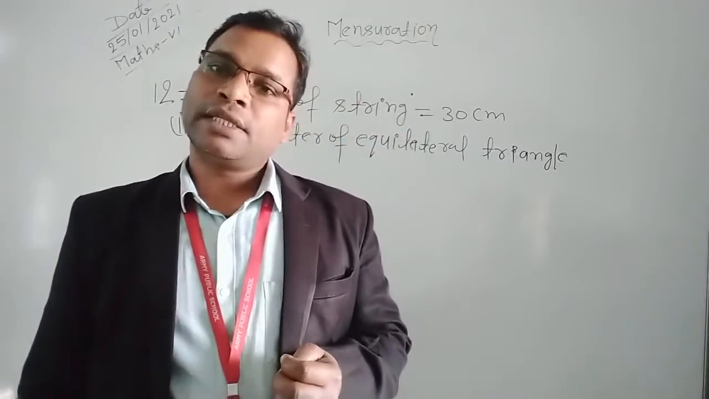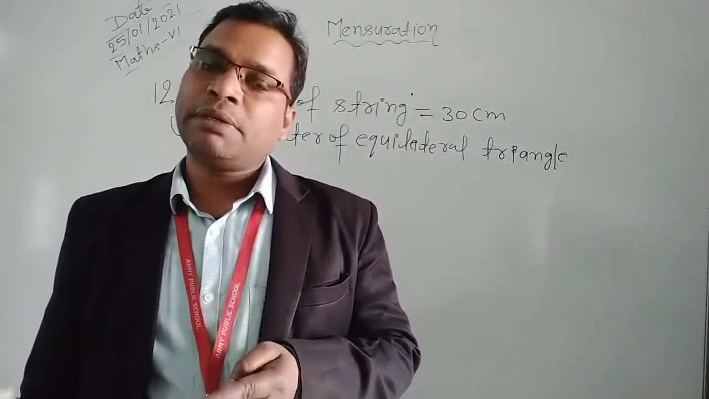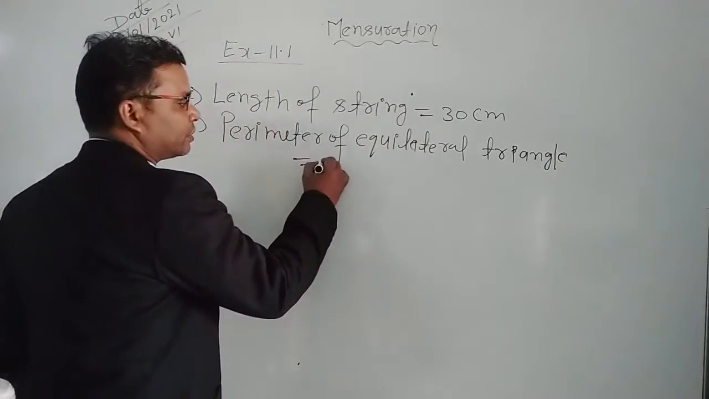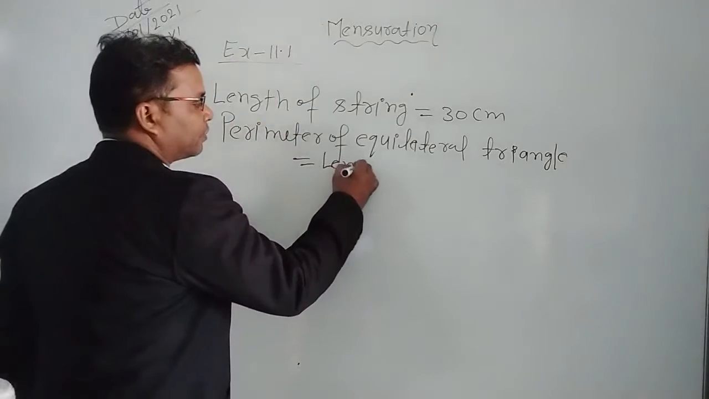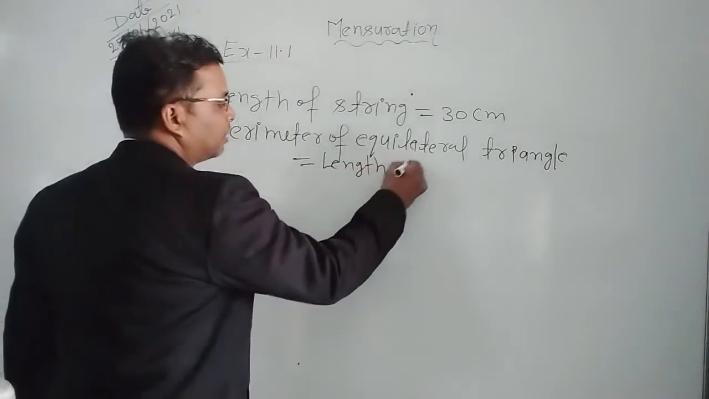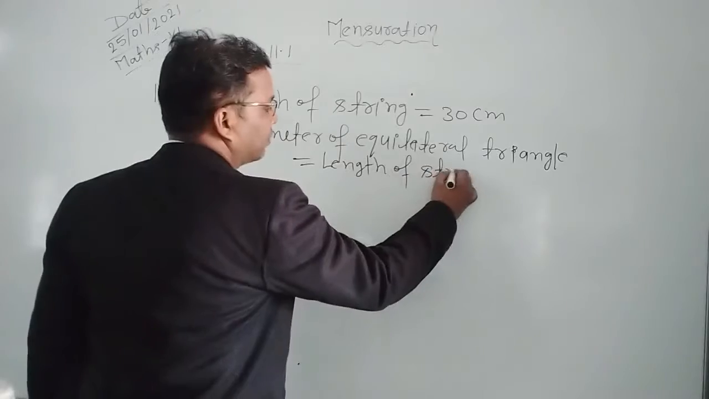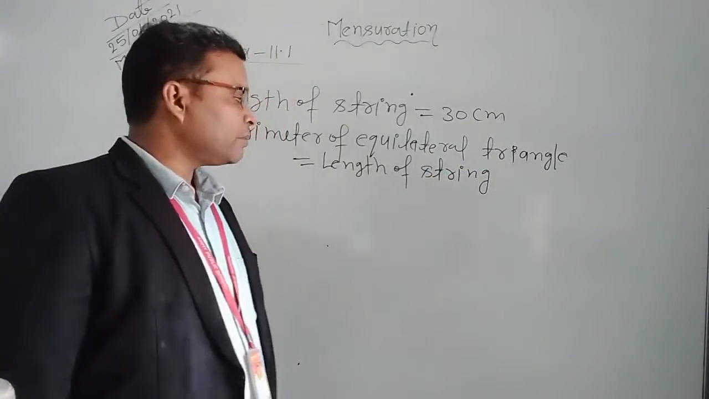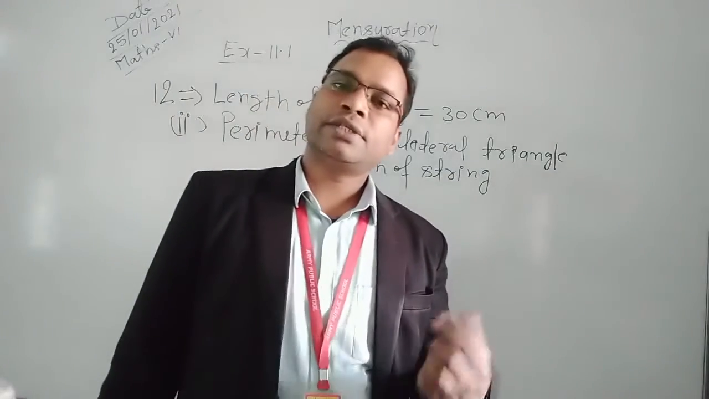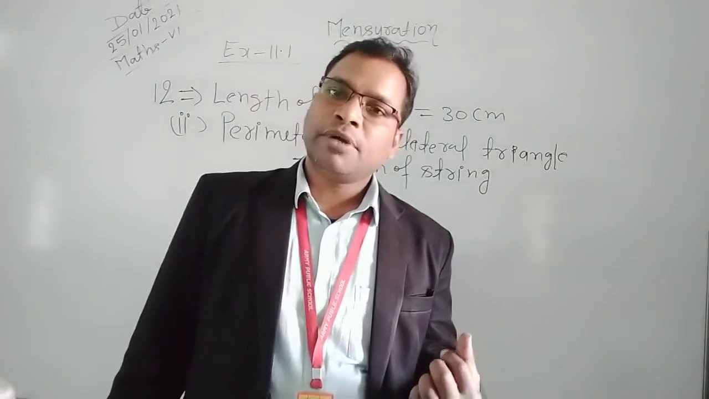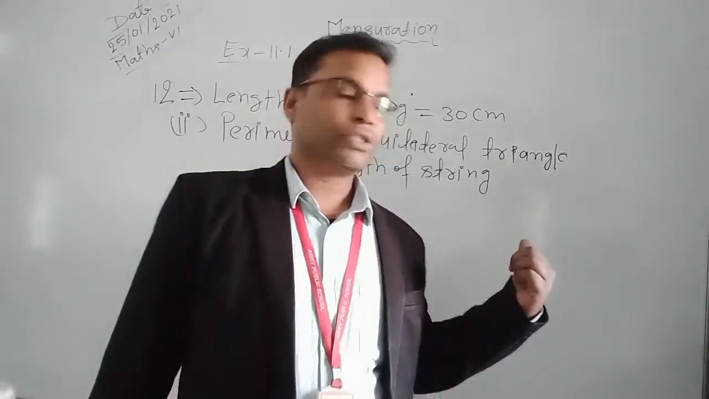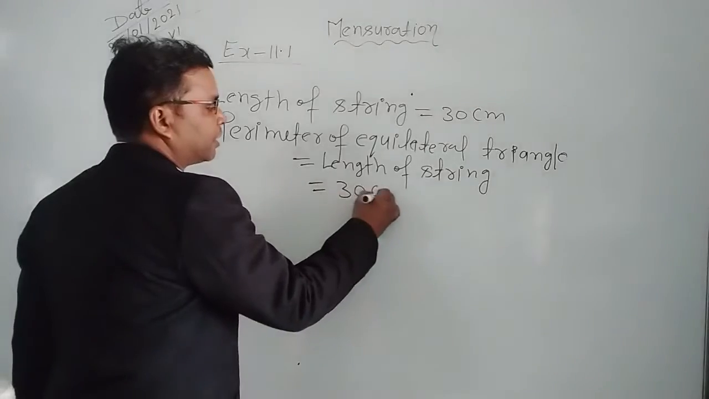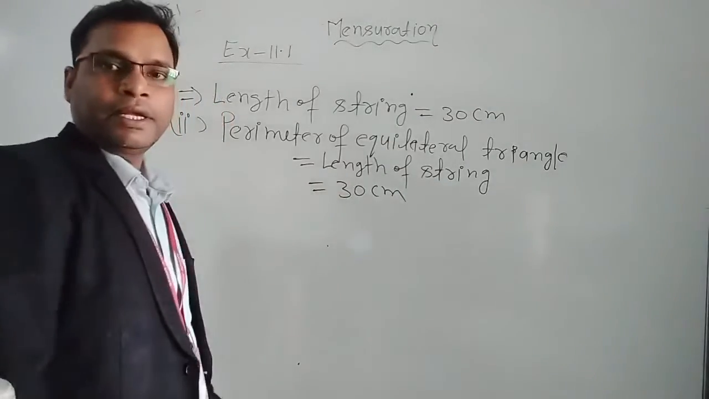is the length of the string. So you can write here, this is equal to the length of string. Why? Because this equilateral triangle is made by the given string, whose length is 30 centimeters. So the perimeter of the equilateral triangle is also 30 centimeters.